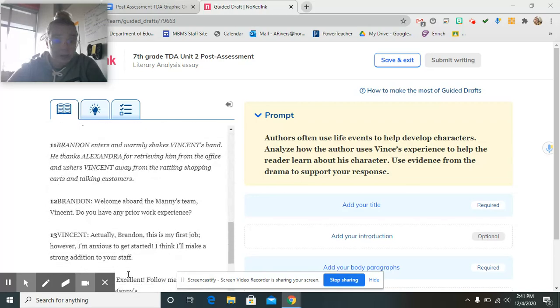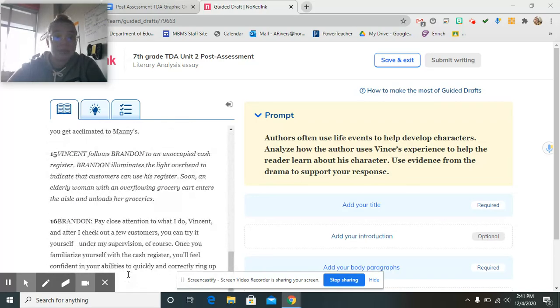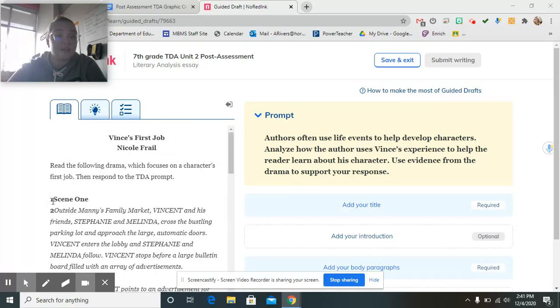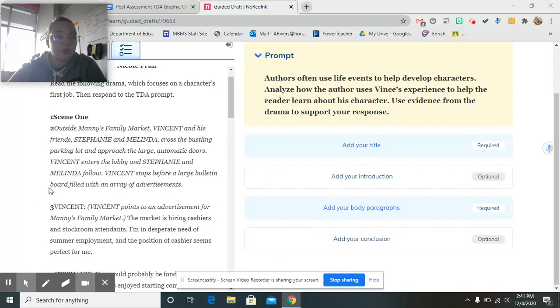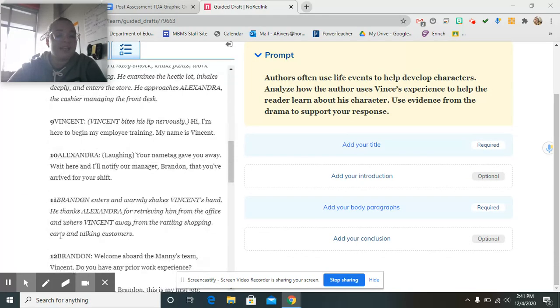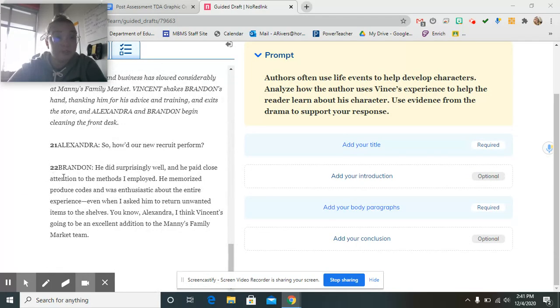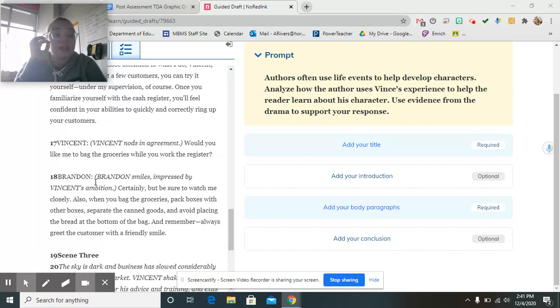But you need to do one of those two things as you start. Read the drama, make sure you understand it. If you look at this, you're going to see off to the side, on the left-hand side, the numbers 1, 2, 3, 4, 5, 6, and it goes all the way to 22. And that is counting the paragraphs in the drama.